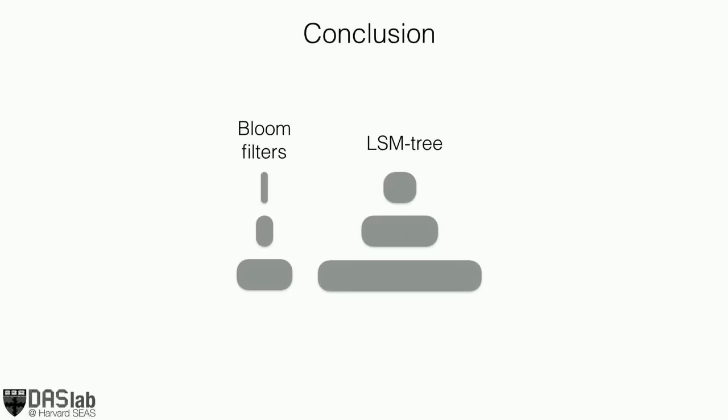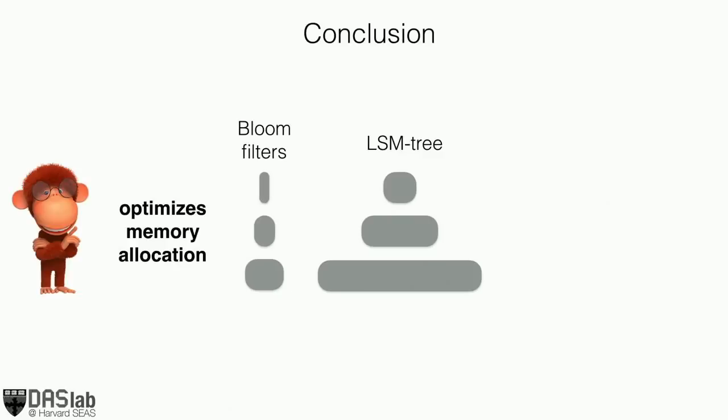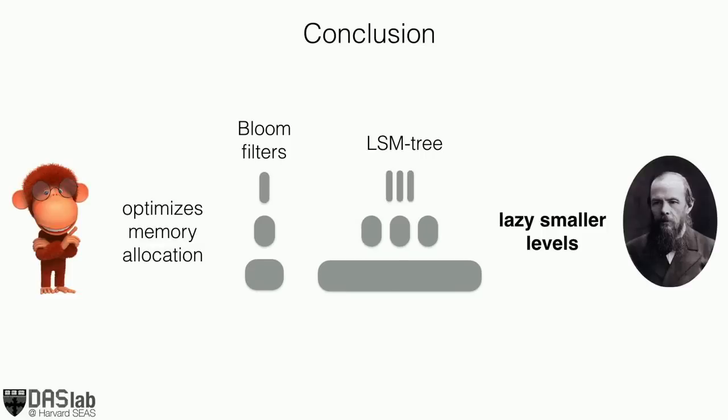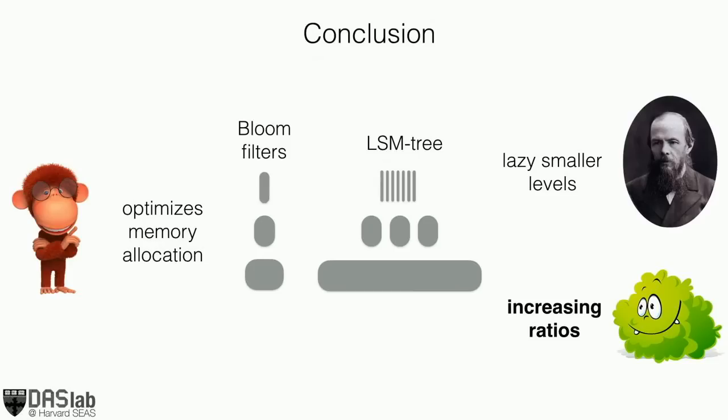Okay, so in conclusion, we saw that the modern architecture of key value stores consists of a bunch of Bloom filters and LSM-tree in storage. We introduced Monkey to optimize the allocation of main memory among the Bloom filters to reduce point read cost. We introduced Dostoevsky to perform merge operations more lazily at smaller levels to reduce write cost without having to compromise point read cost. Then we introduce WACI to set increasing capacity ratios for smaller levels and thereby push the trade-off between point reads and writes even further.